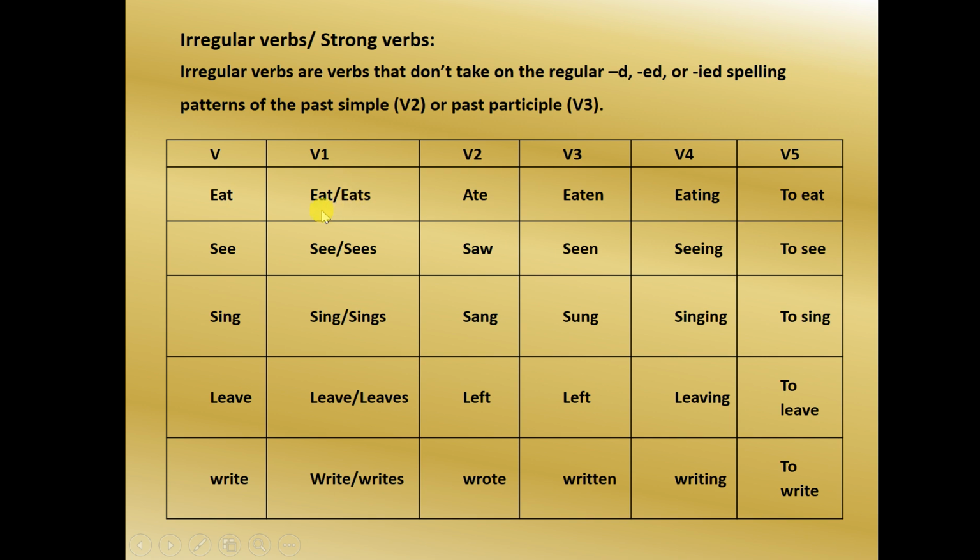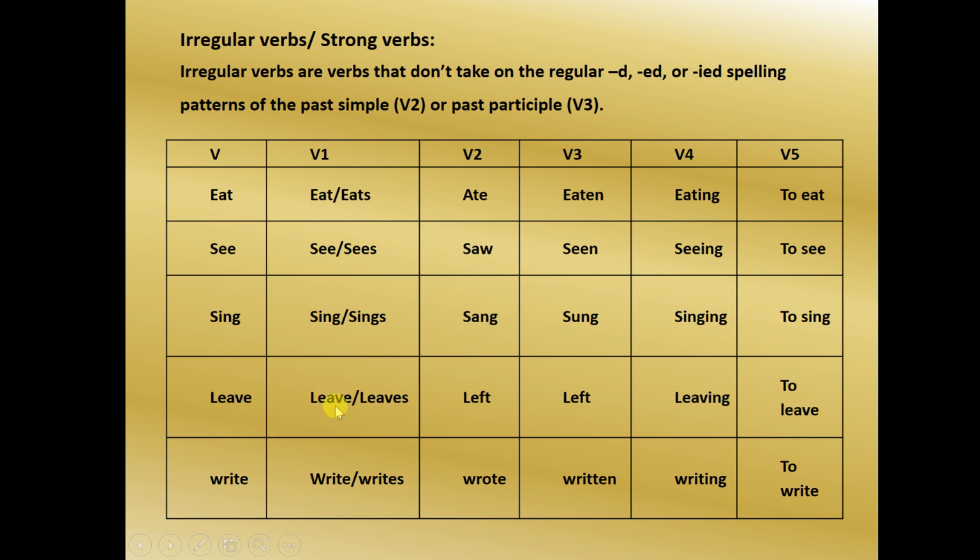Eat. V1 is eat or eats, V2 is ate, V3 is eaten, V4 is eating, V5 is to eat. One more example, see or sees, saw, V3 is seen, V4 is seeing, V5 is to see. Sing. V1 is sing or sings. Why is it so? We are going to use third person verb or first person verb. Based on that we are going to write the verb as sing or sings. Sang, sung, singing, to sing.